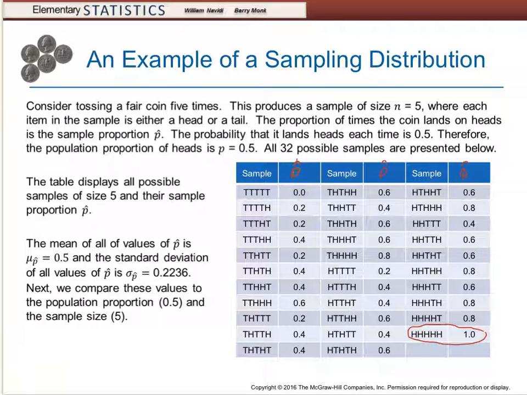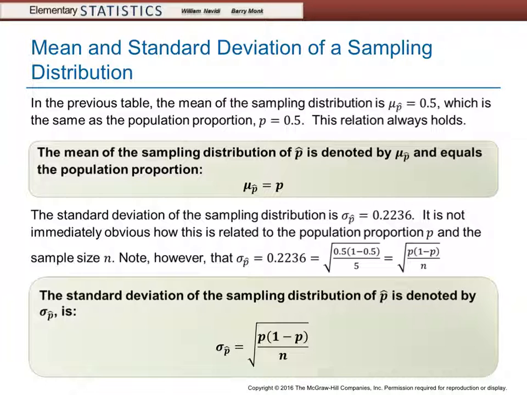The mean of all the values of p hat is, guess what, 0.5. And the standard deviation of all values of p hat is called sigma p hat, which is the standard error, which is 0.2236. Next, we will compare these values to the population proportion 0.5 and the sample size 5. In the previous table, the mean of the sampling distribution, mu p hat, is equal to 0.5, which is the same as the population proportion, p equal to 0.5.